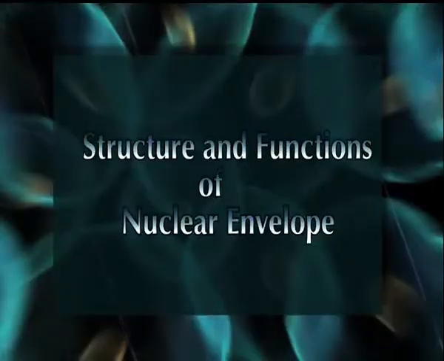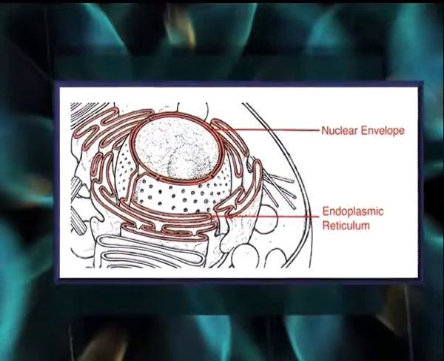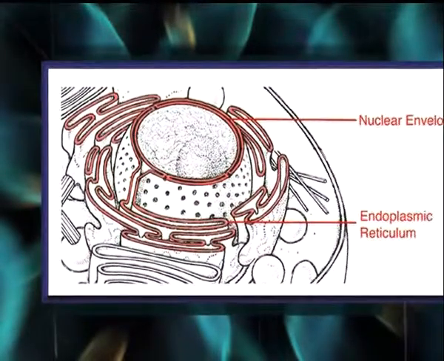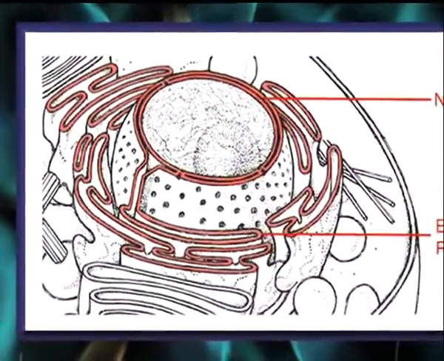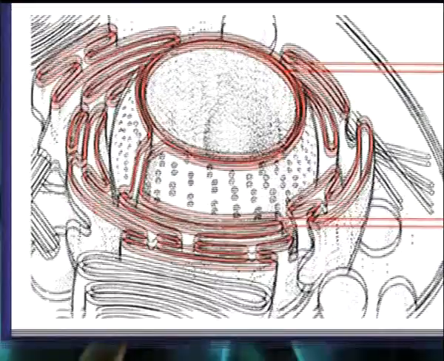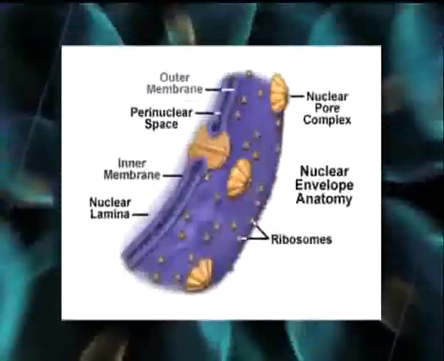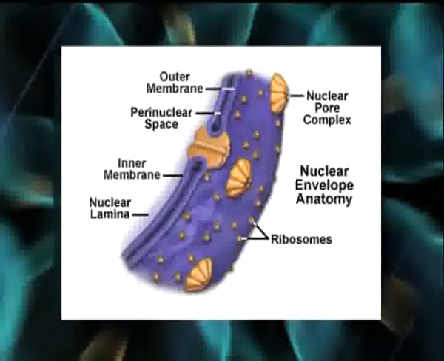Today, the topic of discussion is structure and functions of nuclear envelope. The nuclear envelope is a double membrane sheath that defines the outer limits of the nucleus. It is a special perinuclear cisterna of the cell endomembrane system with an inner and outer membrane. The nuclear envelope is enmeshed in a network of filaments for stability.